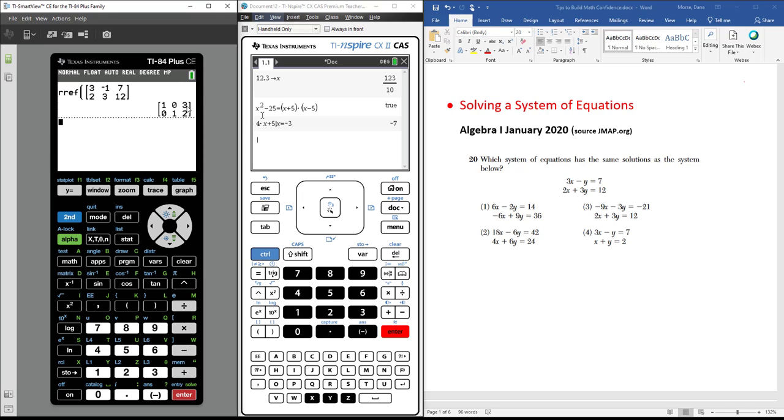So going across your row, 1x and 0y's is 3, so x is 3. 0x and 1y is 2, so y is 2. The answer is 3, 2. I can then go and apply this to each of these 4 answers. Spoiler alert, answer 2 is going to be it because you'll get the same solution matrix.